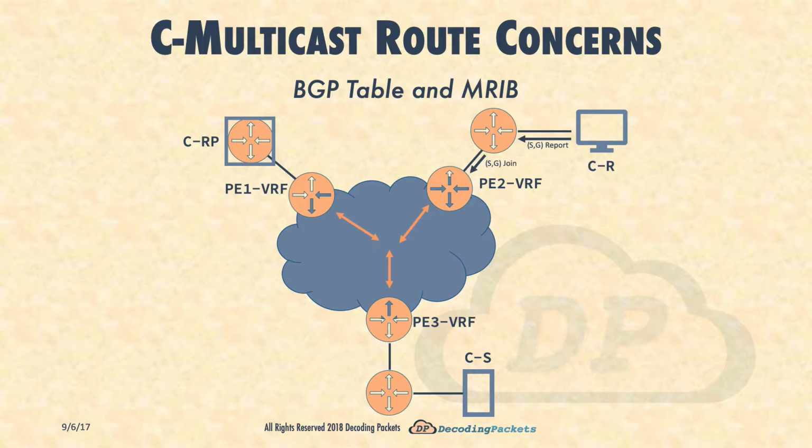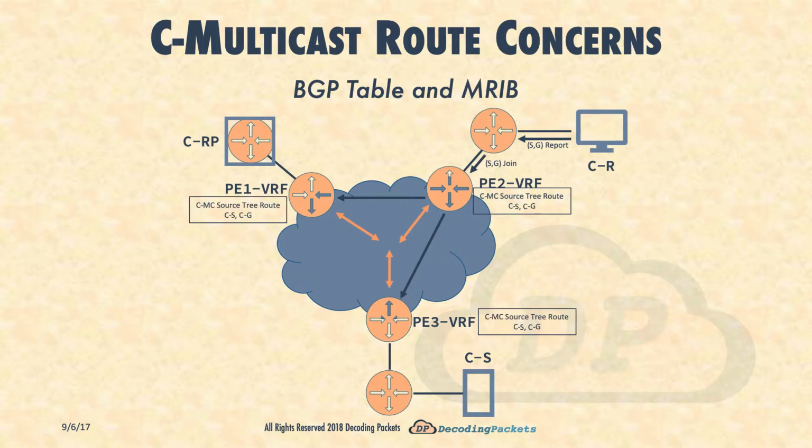SSM join towards PE2. Once again, this is the end of the line for PIM and BGP must be used. This time, PE2 will generate a BGP C-Multicast source tree route. Once again, like previously, the route will be advertised to all of the neighbors in the MVPN. And once again, PE1 and PE3 will receive the route and must process it.